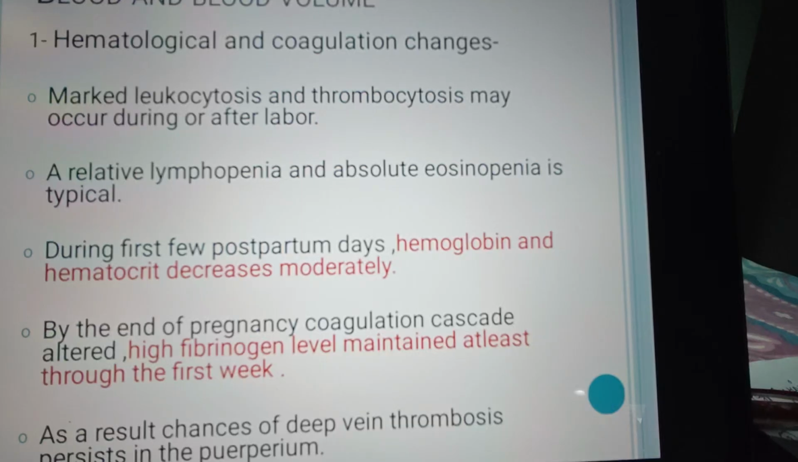During the first few postpartum days, the hemoglobin and hematocrit also decrease moderately. Why does it happen? Because of the blood loss during delivery, there is a reduction in the hemoglobin and hematocrit levels. By the end of pregnancy, the coagulation cascade is altered and a high fibrinogen level is maintained at least through the first week. Why does this happen? So as to prevent excessive blood loss after delivery. As a result, the chances of deep vein thrombosis persist in the puerperium because of the high fibrinogen level, and the patient is in a resting stage. So there are increased chances of deep venous thrombosis in the puerperal period.